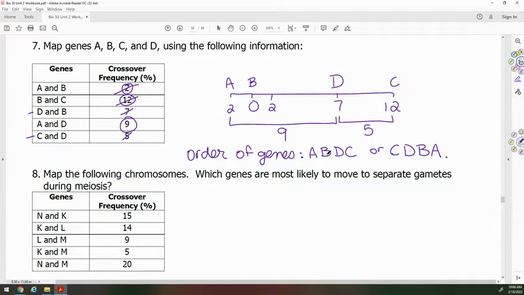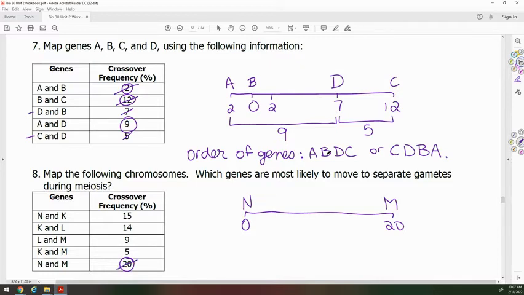For number 8, we are asked to map the following chromosomes and which genes are most likely to move to separate gametes during meiosis. Let's again start with the biggest number. The distance between gene N and M is 20. So we'll put N at one end of our chromosome and M at the other end.